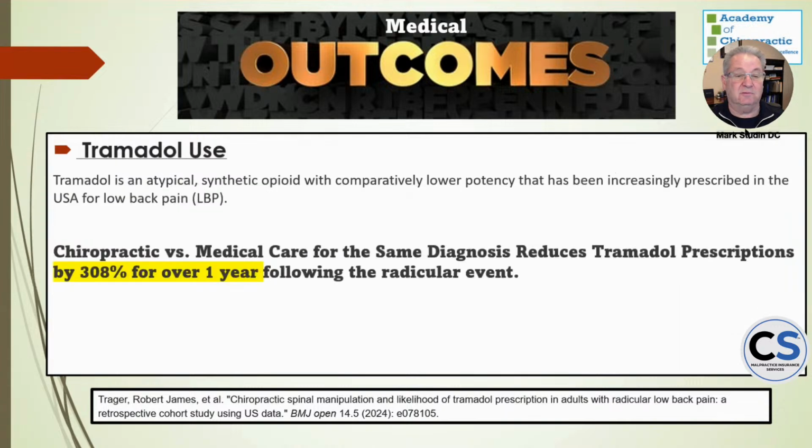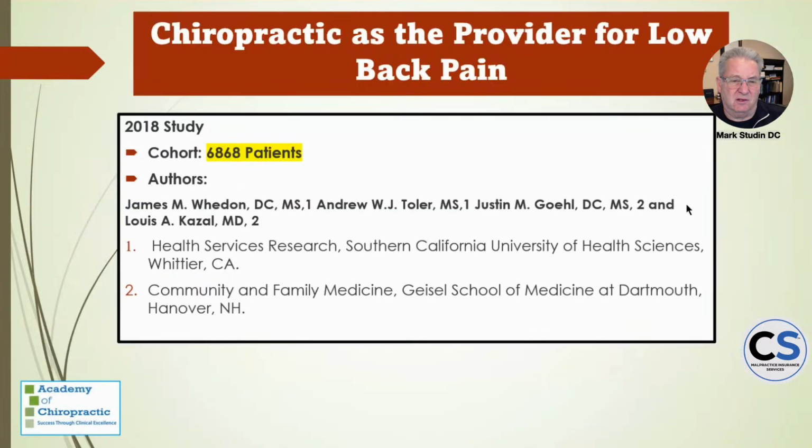What do they find? That chiropractic versus medical care in the same diagnosis reduces tramadol, which is a form of opiates, by 308% following a radicular event. 308%. Let's look at another cohort of 6,868 patients.